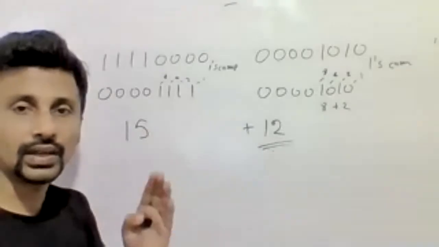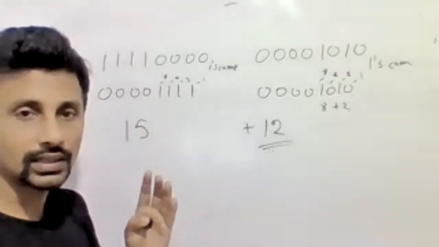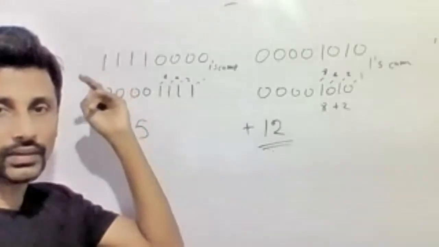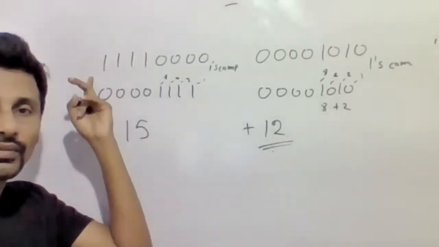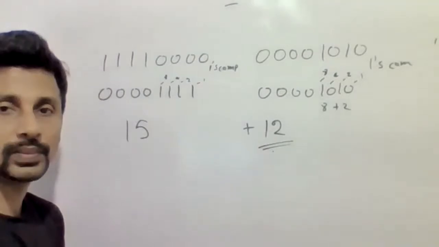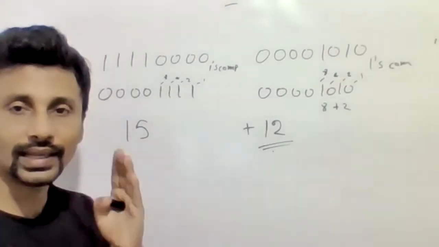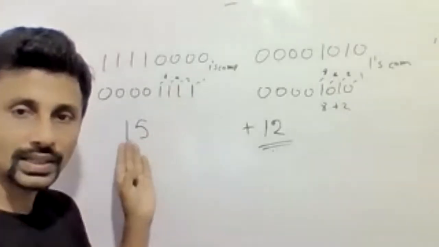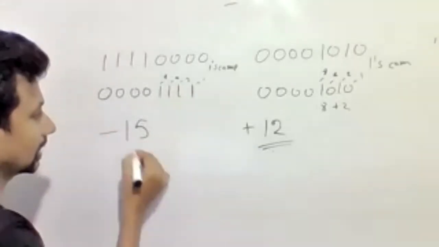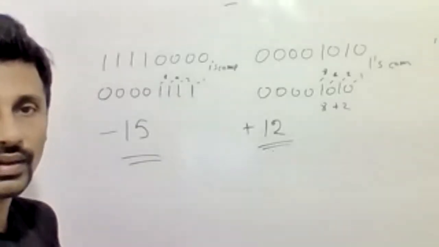But this 15 is a negative value. Why? Because at the beginning you decided by looking at the first bit that it is a negative value. Even after converting into decimal, it should be negative. So you give the answer as -15. I think you can understand that one.